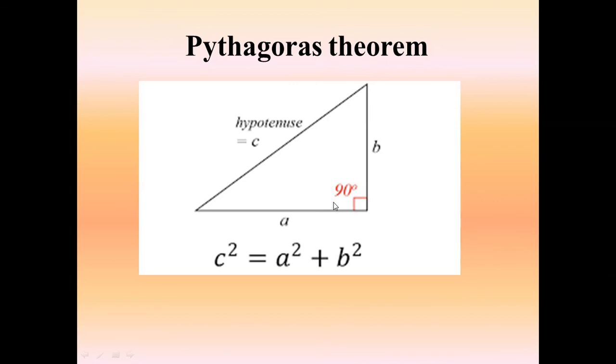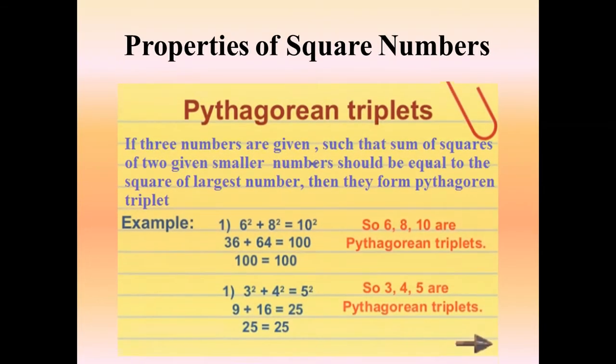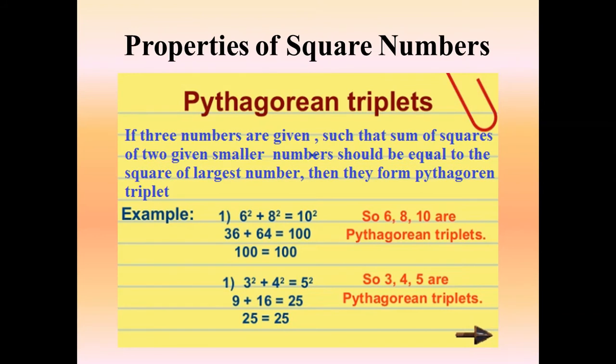Now based upon this fact, we have one more property that is known as Pythagorean triplet. This property says if three numbers are given such that the sum of the squares of the two smaller numbers is equal to the square of the largest number, then they form a Pythagorean triplet. For example, I have three numbers 6, 8 and 10. Among 6, 8 and 10, 6 and 8 are the smaller numbers. So I will take the sum of the squares of the two smaller numbers. 6 square is 36, 8 square is 64. Then sum means we have to add them. I got the answer as 100.